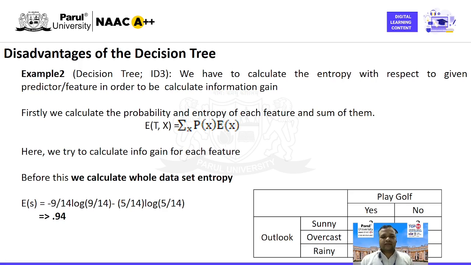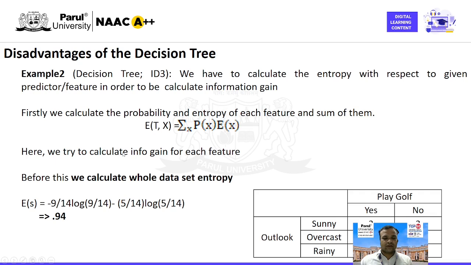So, a decision tree example to understand how to calculate the entropy with respect to a given feature in order to calculate information gain. Firstly, we calculate the probability and entropy of each feature and sum them using this formula: E(T, X) equals the summation of P(X), the probability of X, that means the features, times the entropy of X.